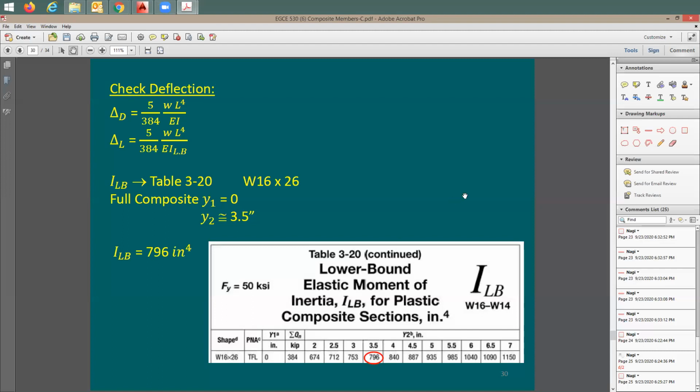You don't have to find out the moment of inertia the way that we have done it last week. It's much simpler. You just find out here the moment of inertia for the transformed section, including the concrete effect, divided by n. The whole thing here is done for you. You just need to figure out how many studs you're going to put there. If you have full composite, you're going to be Y1 of 0. Here's the section W16 by 26. You have Y2 3.5 inch, 796 inches to the fourth is going to be your moment of inertia. So great. Now let me do this analysis.